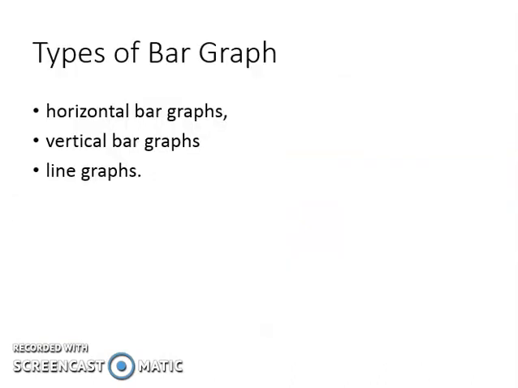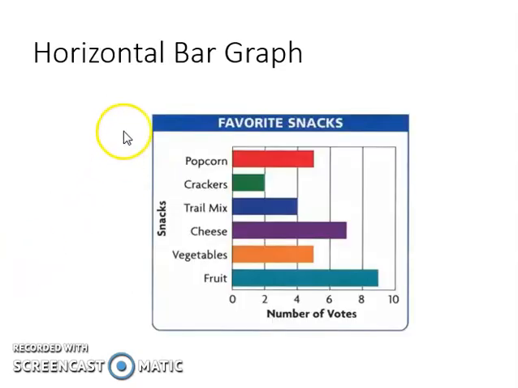Okay, so these are the types of bar graph. We have the horizontal bar graph, the vertical bar graph, and then the line graph. Here is the example of a horizontal bar graph. Remember that horizontal is a lying line, like lying on the ground. The parts of a graph: of course, it should have a title.